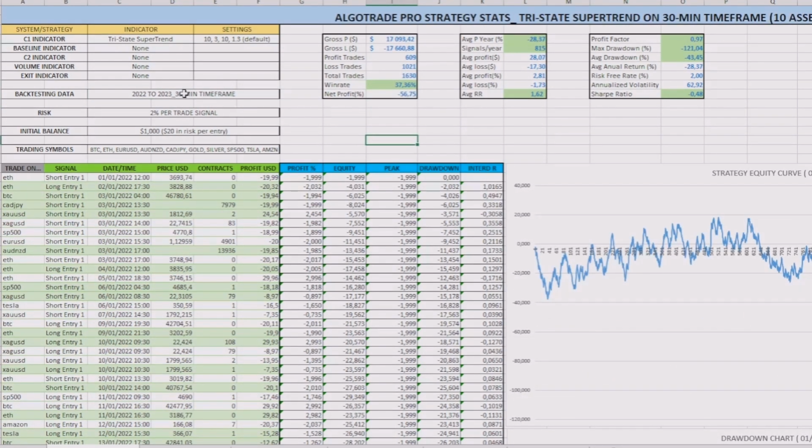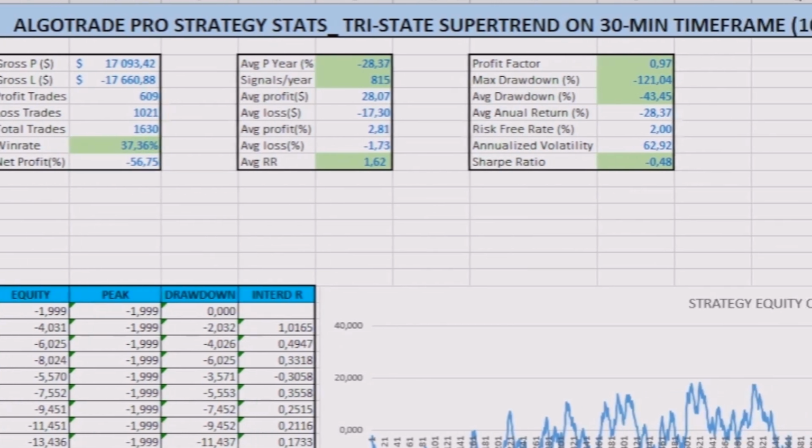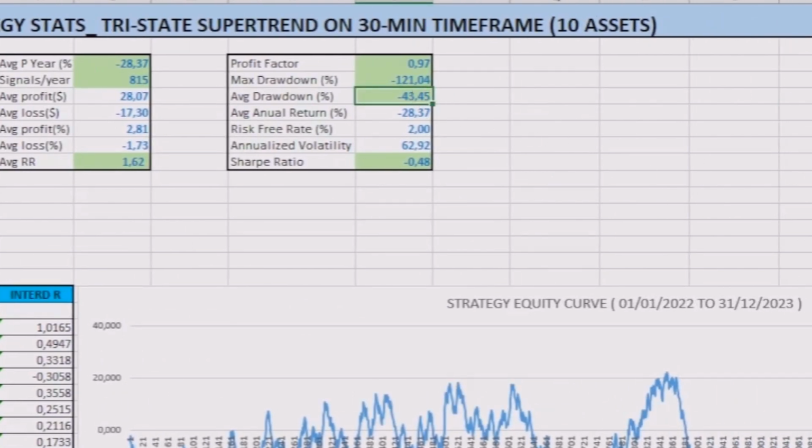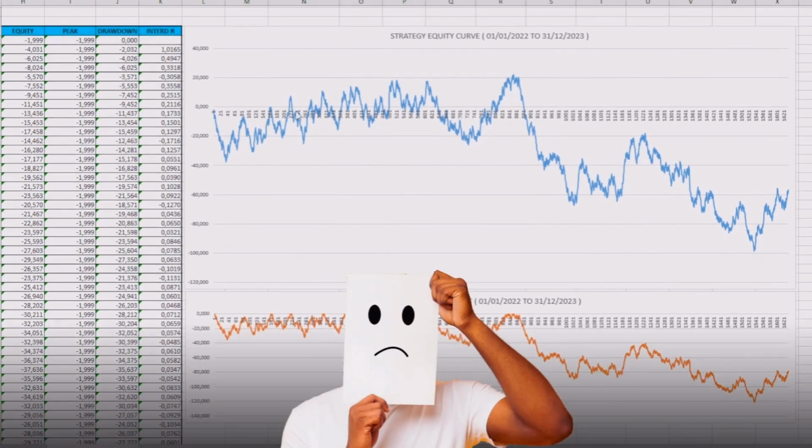On the 30-minute time frame, after 1,630 trades, this indicator got a win rate of 37.36% with a net loss of 56.75% and an average drawdown of 43%. And as you can see by looking at the equity chart, the results here are not good.